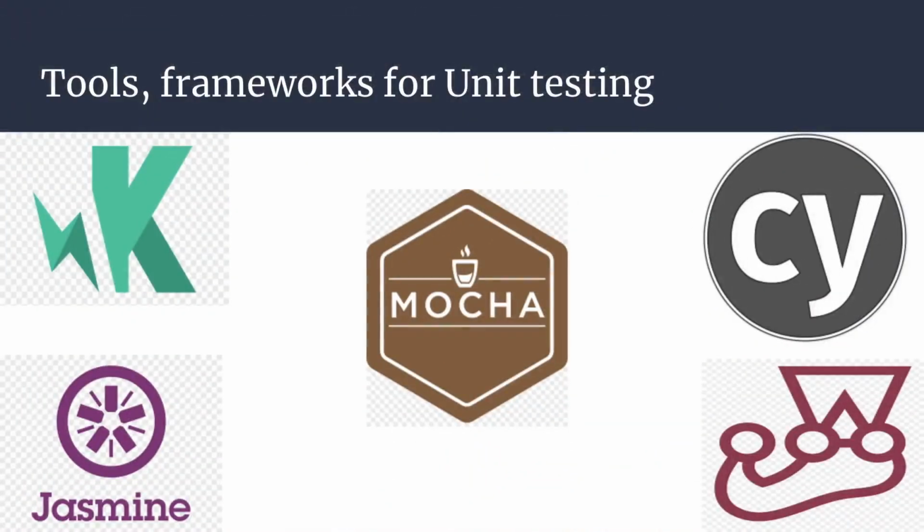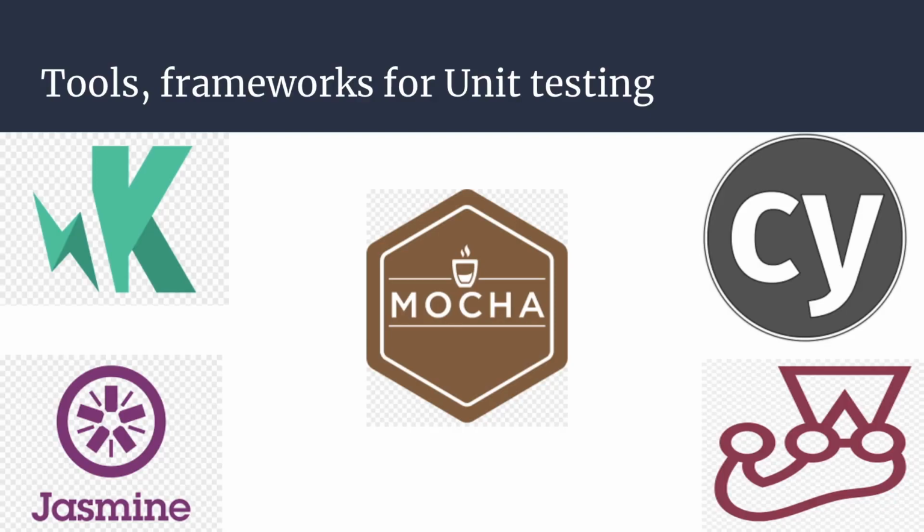Let's understand some tools and frameworks for unit testing. We have Karma, Jasmine, Mocha, Cypress, and Jest, which are some of the frameworks and libraries used in JavaScript unit testing. These can be combined with React, Angular, or Vue based on our requirement. We can combine these tools and frameworks with the frameworks we are working on and test with them.